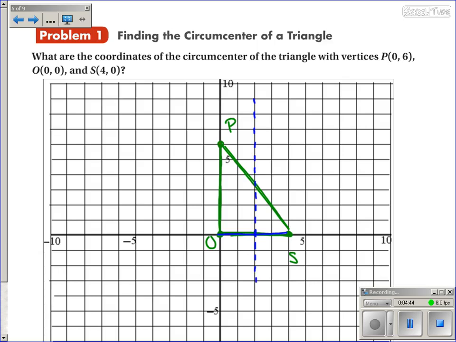Now looking at OP, perpendicular to OP will be horizontal, and it'll be right in the middle, which will be about here. And so this is the perpendicular bisector of OP. Now they intersect at this point right here, which, notice, is on the triangle, and that happens because this is a right triangle. So the point of concurrency, or the circumcenter, is the point (2, 3).